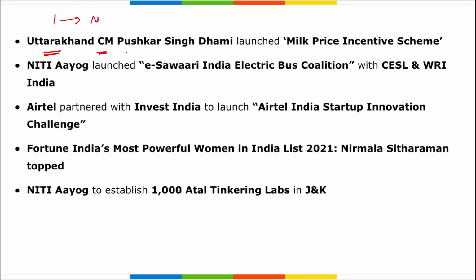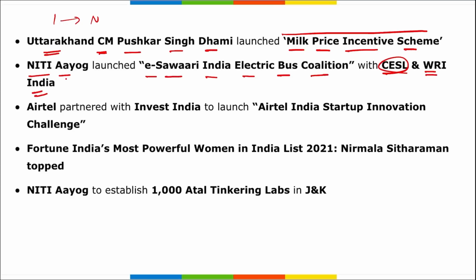Uttarakhand's Chief Minister Pushkar Singh Dhami has launched the Milk Price Incentive Scheme. A question can be asked directly: the Milk Price Incentive Scheme was of which state? It was of Uttarakhand. Then Niti Aayog launched the E-Savari India Electric Bus Coalition with CESL and WRI India. Also remember, Niti Aayog released a report that stated that India is spending the least amount of money in research and development per capita. Then if we talk about research and development, Karnataka is the best state for it, and Karnataka was the only state that adopted a research and development policy.